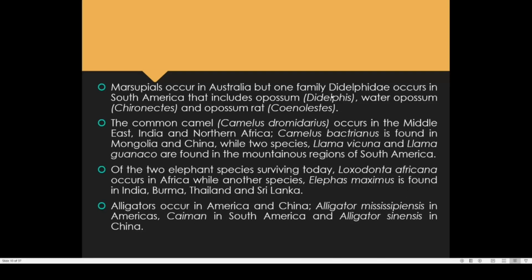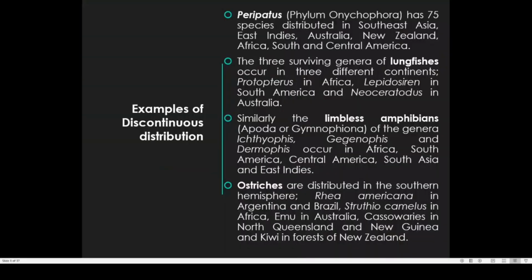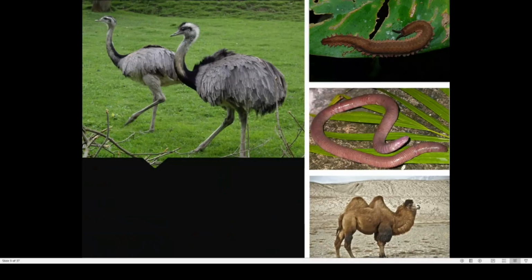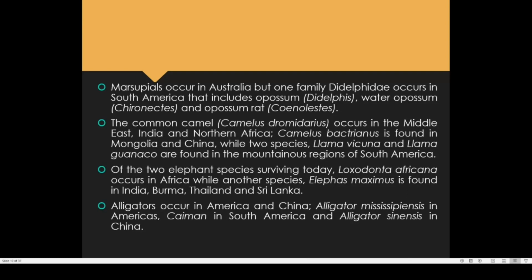Now a few more examples are, for example, marsupials. Marsupials occur in Australia, and one type of marsupial is also present in South America. The reason is that once Australia and South America, see, this is Australia, there was a continuity here at that time. Now the continents are widely separated. That is one reason why marsupials are present in South America as well as in Australia. Then, because of the evolution of modern mammals, marsupial mammals in most of the other continents became extinct by competition with the modern placental mammals.